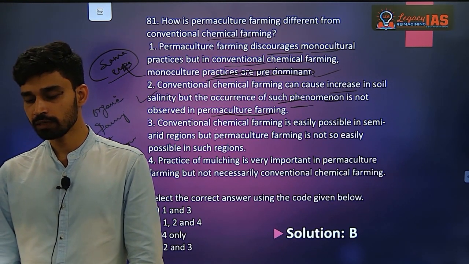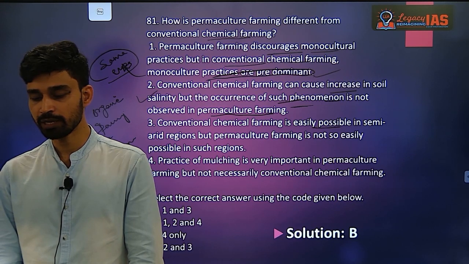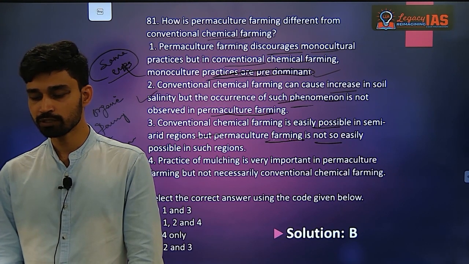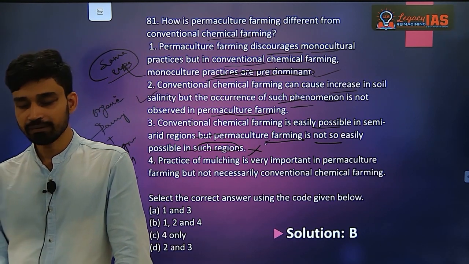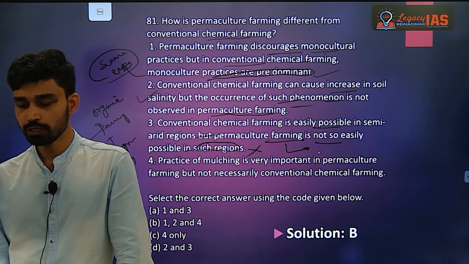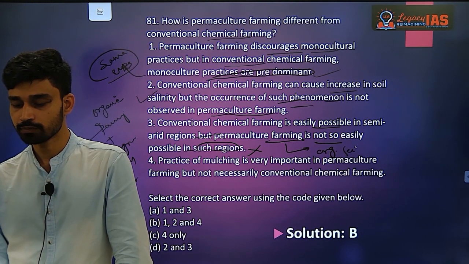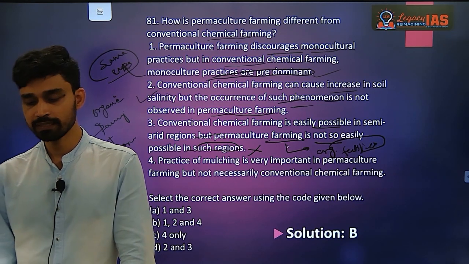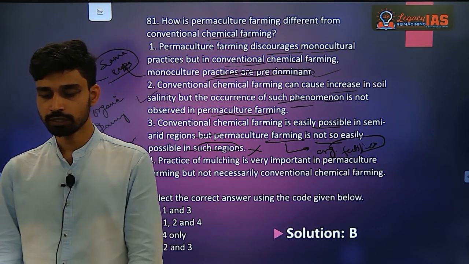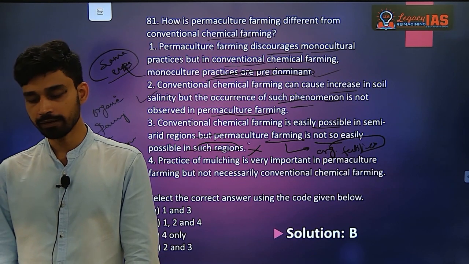Third is, conventional chemical farming is easily possible in semi-arid regions, but permaculture farming is not so easily possible in such regions. Again, this is an incorrect statement, because it has been observed that permaculture farming, by using organic fertilizers or by using the method of mulching, can be easily practiced in the semi-arid region. So, this is an incorrect statement.